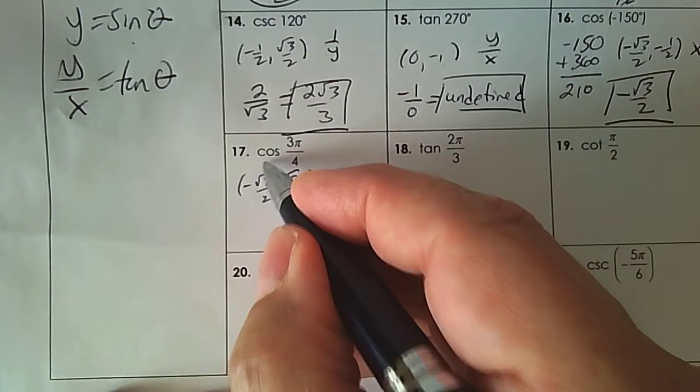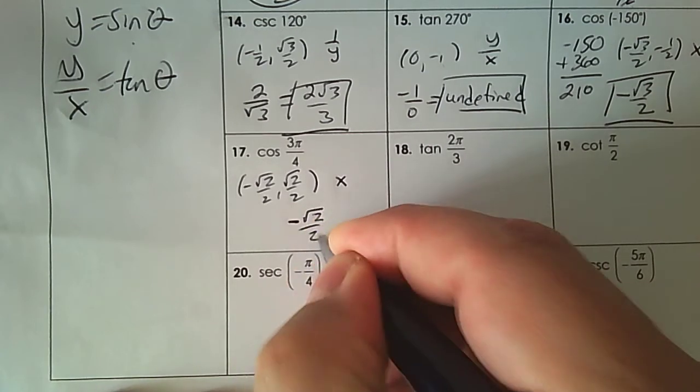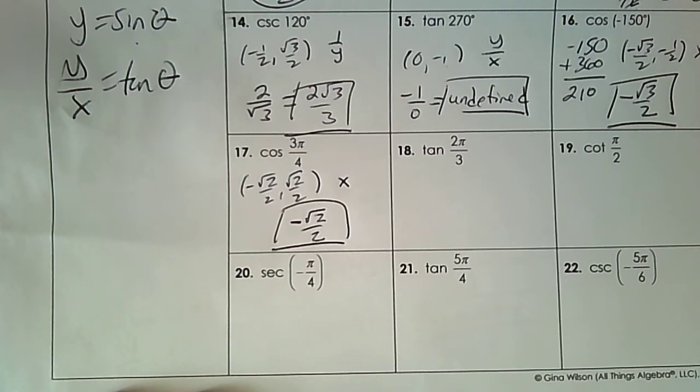What's the definition for cosine? It's the x-coordinate. What's the x-coordinate? Negative root 2 over 2. Done. And you have your answer.